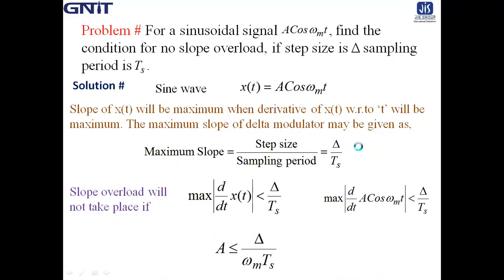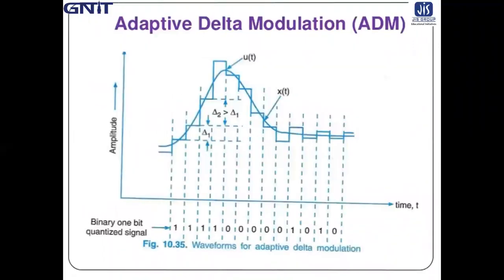Okay. Now move to adaptive delta modulation. Adaptive delta modulation is a modulation technique in which we can solve the disadvantages of delta modulation, that is, slope overload distortion and granular noise distortion can be removed by adaptive delta modulation.